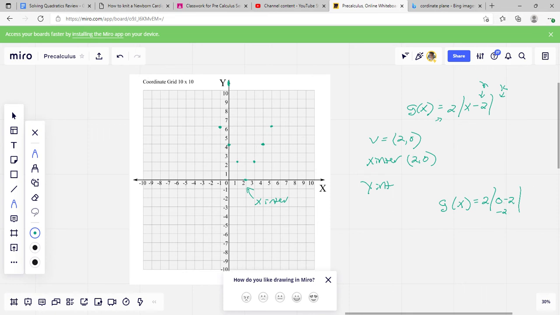Oh, the absolute value of that would be 2. 2 times 2 is 4. And right there it is. There's 4. So when x is 0, y is 4. So the y-intercept is 0, 4. Alright, pretty easy.